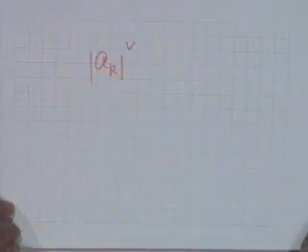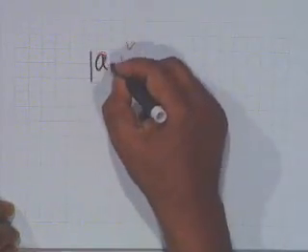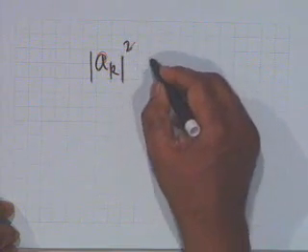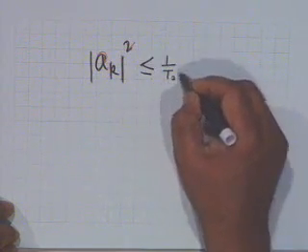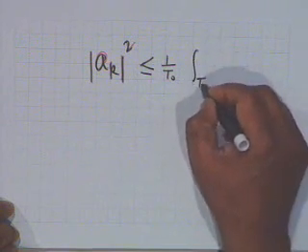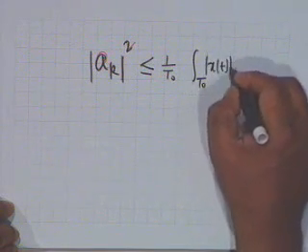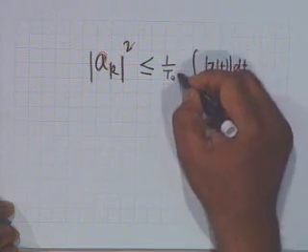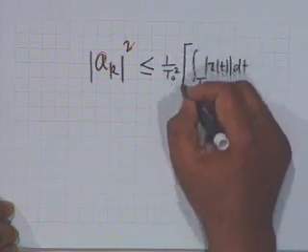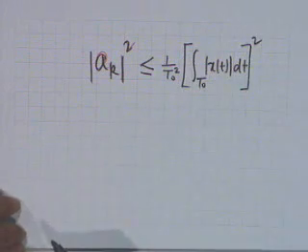Because I have got two integrals which are identical. t and tau are dummy variables, and the integral is a definite integral over one period, so it is a single value. And therefore, the end result of my discussion is that mod a_k squared is less than or equal to 1 by T0 squared, integral over T0 of mod x(t) dt, whole squared.